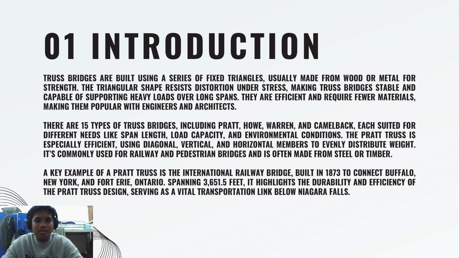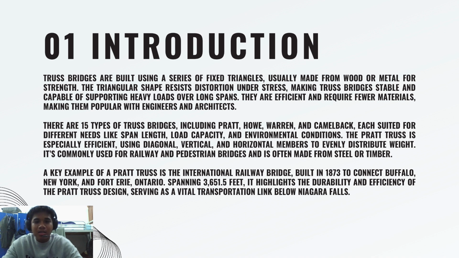Focusing on the Pratt truss, it features horizontal, vertical, and diagonal members designed to evenly distribute loads. This system allows for longer spans compared to traditional beams and is often used in railways and pedestrian bridges. Typically, steel or timber is the primary material for Pratt truss bridges due to its strength and durability.